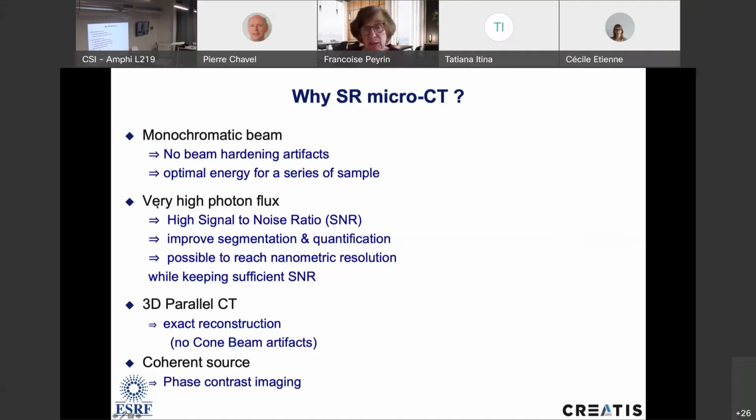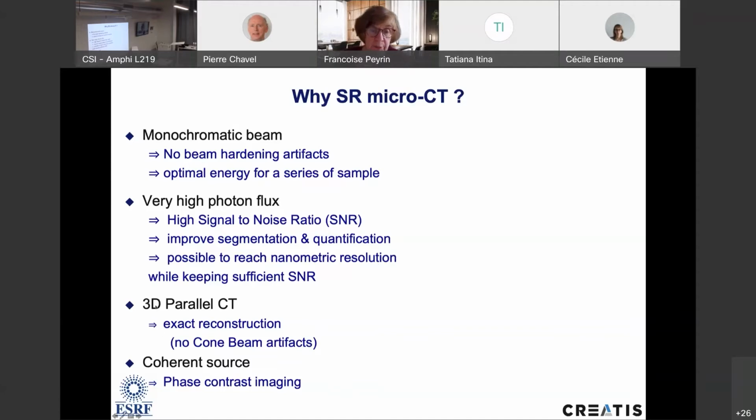As I said before, the synchrotron beam has a very high photon flux, and this means that you will have a lot of dose on the sample, but that you will have a very good signal-to-noise ratio in your image that will improve the segmentation and the quantification that we want to do after imaging. And it will be possible to reach nanometric spatial resolution.